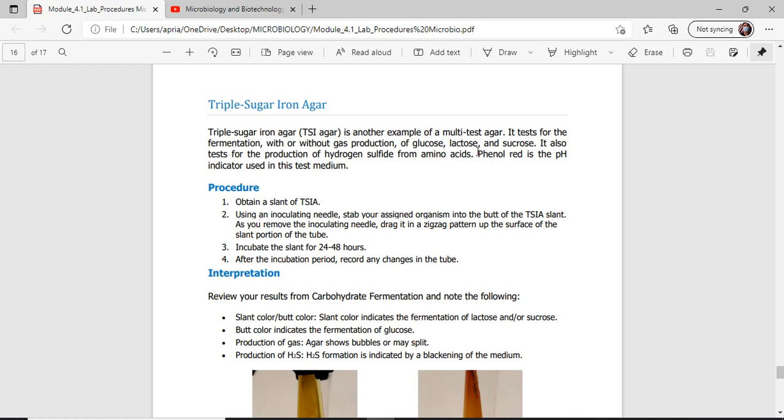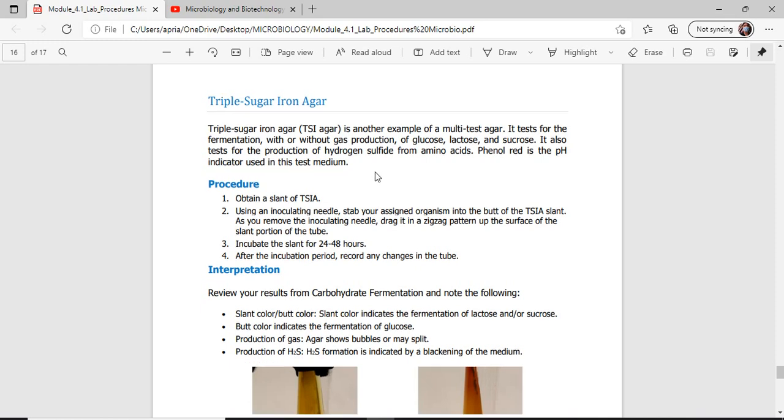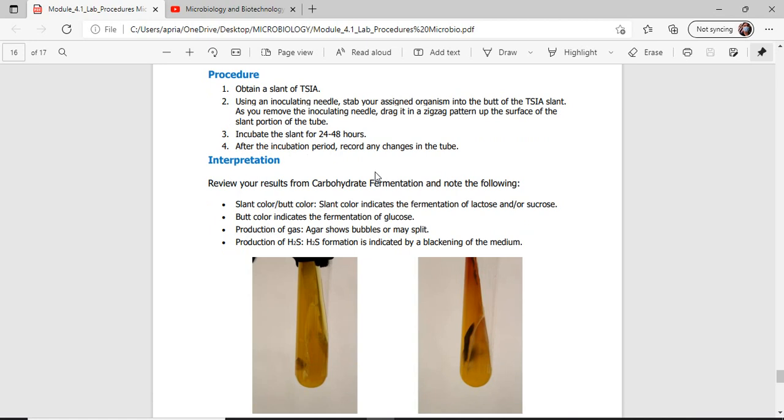Okay, obtain a slant of your TSIA. Okay, using the inoculating needle, stab your assigned organism into the butt of your TSIA. Diba? Kung mag-butt kita, you will provide an anaerobic nga environment for your microorganism. Okay, then as you drag it, or pagkuha na, then do a zigzag pattern sa imong surface. Therefore, you will be inoculating it sa imong surface.